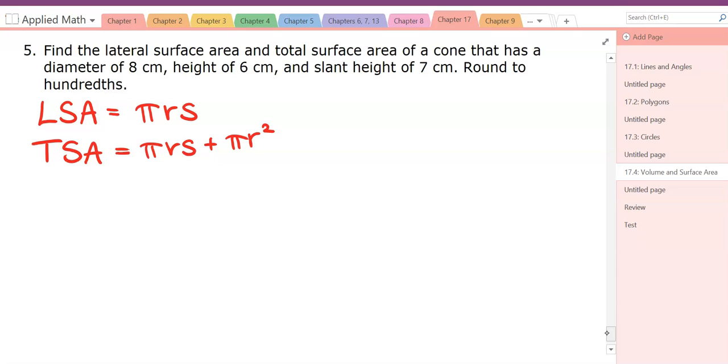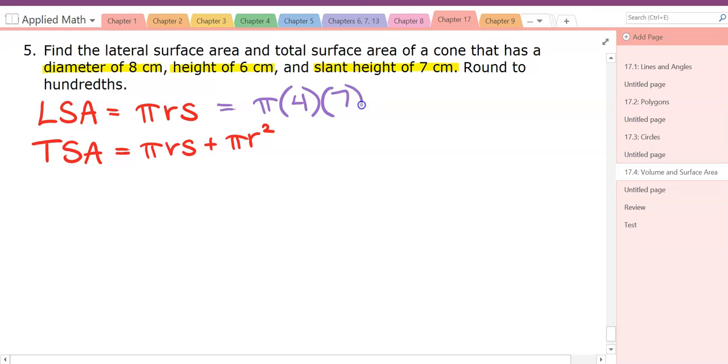Okay, so this says that we have a diameter of 8 centimeters, height of 6, and a slant height of 7. For lateral surface area, I need to do pi r s. So pi times, what's going to be the radius for this problem? Four, because the diameter is 8, so you want to divide that by 2 to get your radius, which is 4. And s is your slant height, so which height number do I need to use? Because they give me two in this problem.